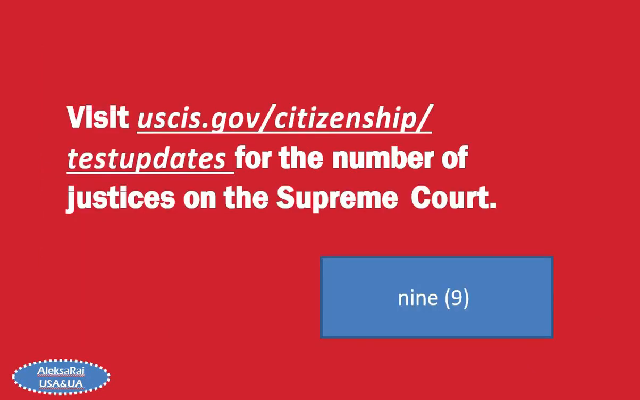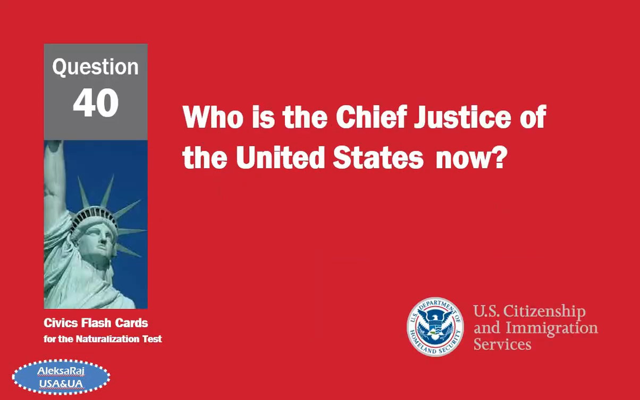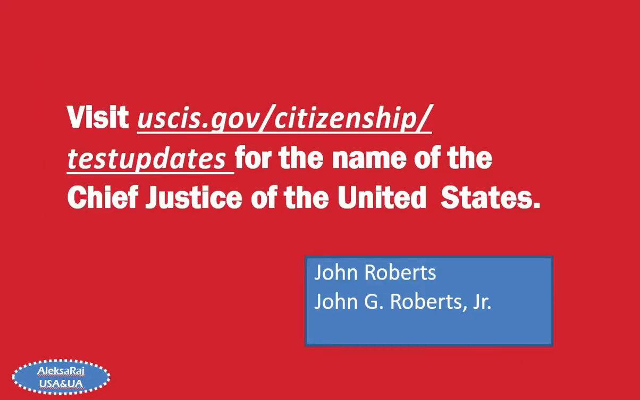Visit uscis.gov/citizenship/test updates for the number of justices on the Supreme Court: 9. Who is the Chief Justice of the United States now? Visit uscis.gov/citizenship/test updates for the name of the Chief Justice of the United States: John Roberts, John G. Roberts, Jr.